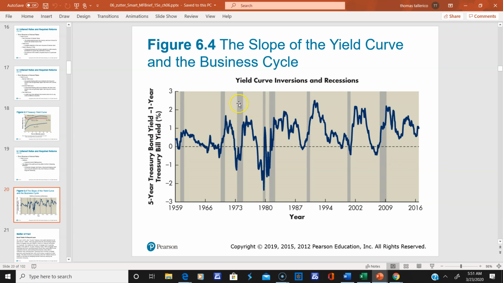These gray bars indicate recessions, and a recession falls in line with an inversion of the yield curve. So here are the periods. Here was the big one in 1980, and here was the great crash in 2008, when the housing market crashed and mortgage-backed securities, the subprime mortgage crisis, went on right here. So this is what's being shown here.